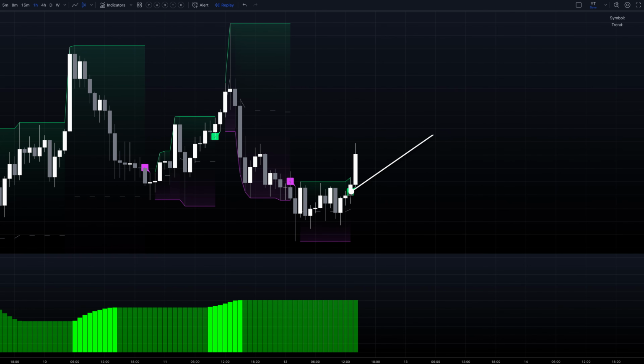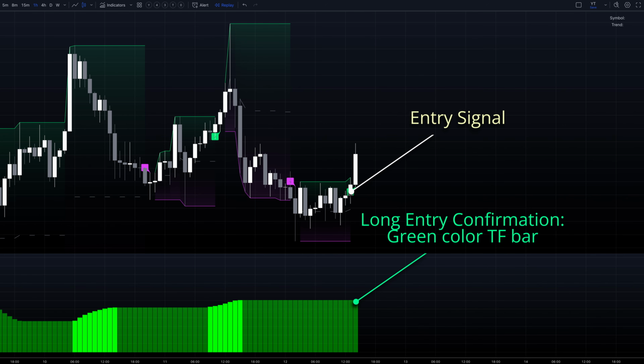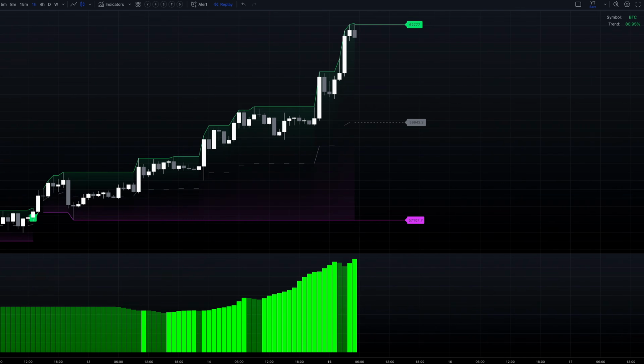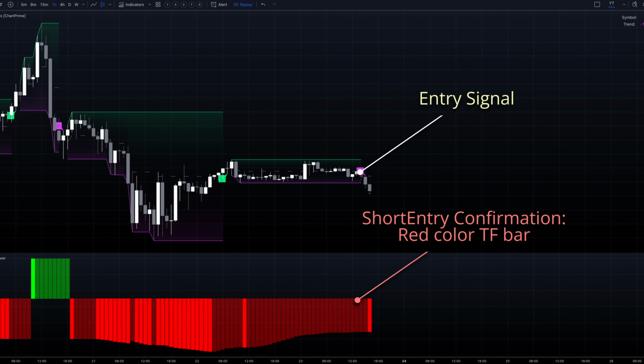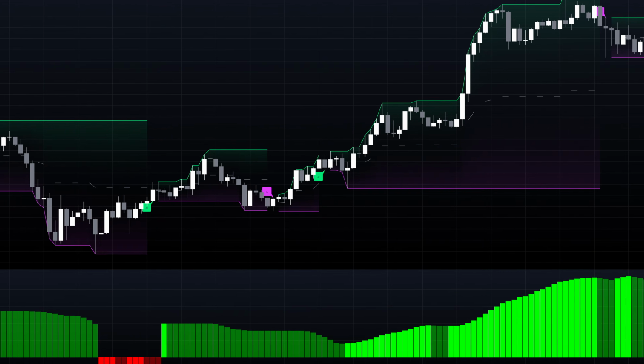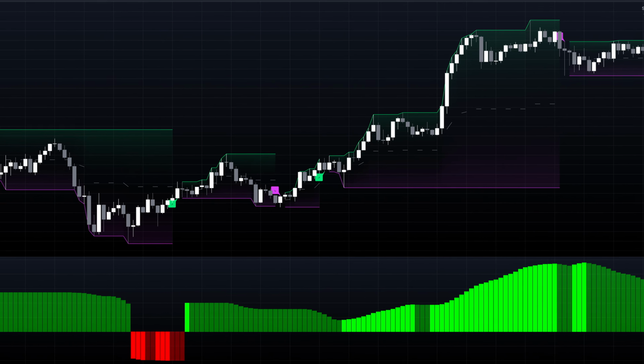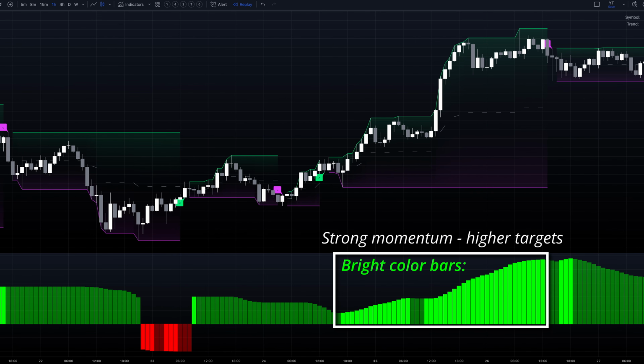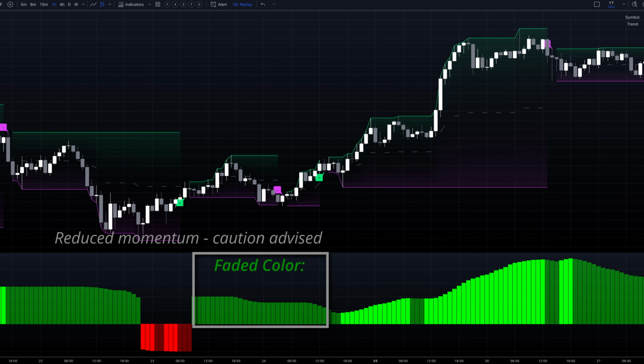Personally, I prefer entering right away, as long as we have confirmation from the trend follower indicator. For instance, if the trend follower shows a green signal, I'll only take long positions. If it's red, I'll go short. Regarding the color intensity, you can adjust your risk-reward levels accordingly. When the color is bright, consider aiming for higher targets. And when it's fading, be more conservative.